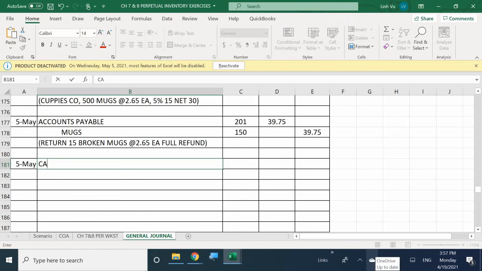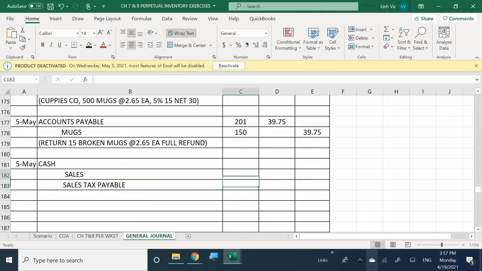Okay? So first things first, we're going to recognize we got cash. We're also going to recognize our sales, and we're also going to recognize tax. Okay, so cash was 102. Sales was account number 401. And sales tax payable was 230.